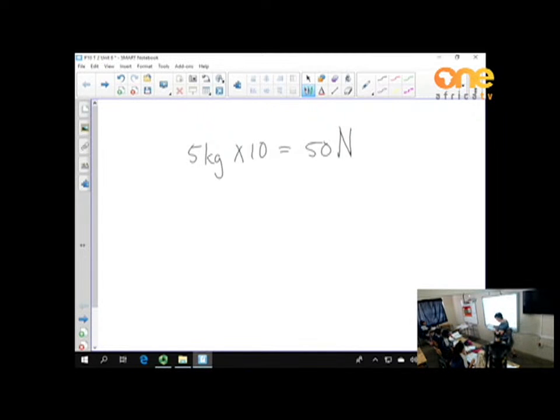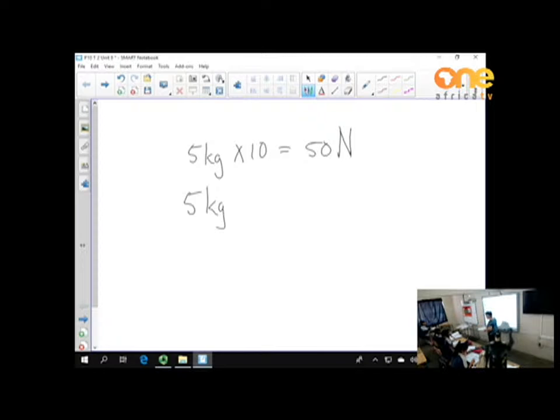2. A television camera has a mass on Earth of 5 kilogram. The gravitational field strength of the Earth is 10 Newton per kilogram and the Moon is 1.6 Newton per kilogram. What is the mass of the camera on the Moon?